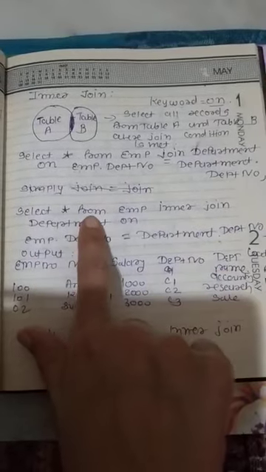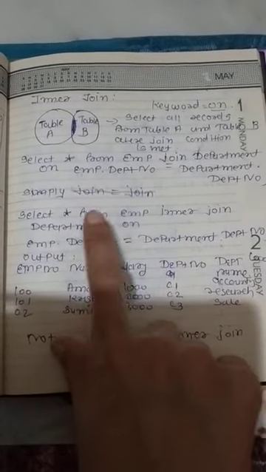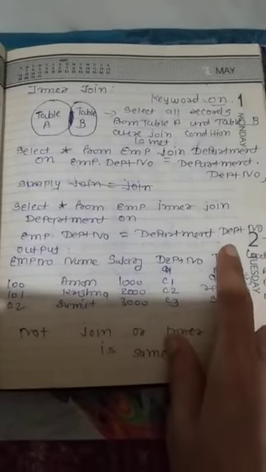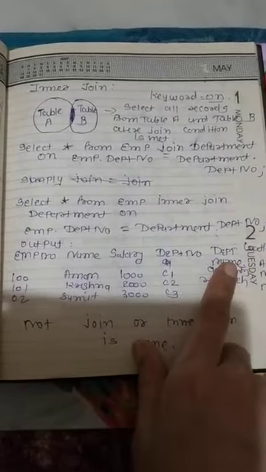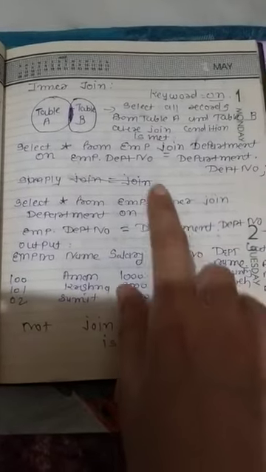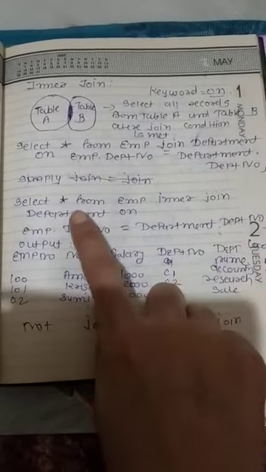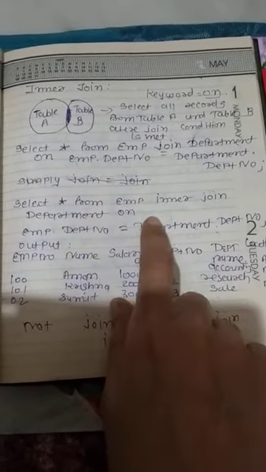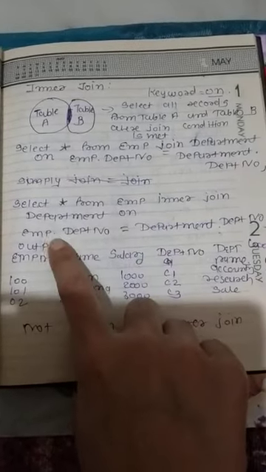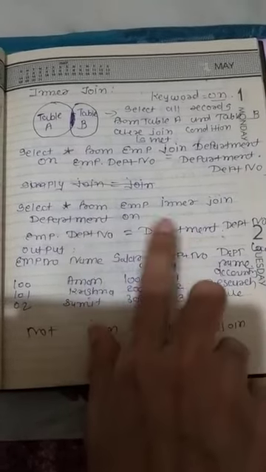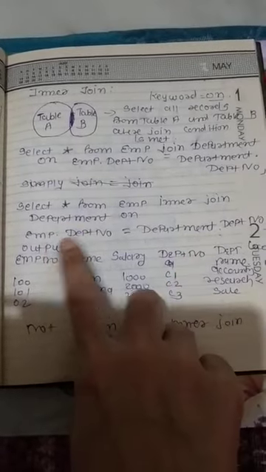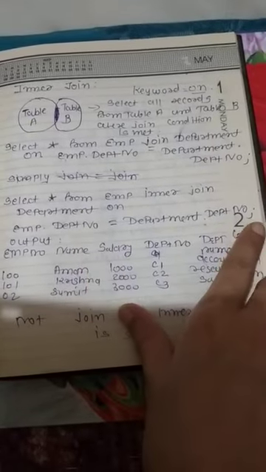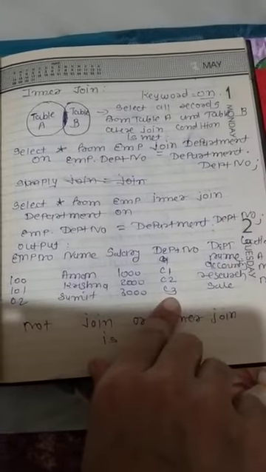So select star from employee inner join department on employee dot department number is equal to department dot department number. This is the output, which is the matching records from table employee and table department. We are using join, so we join these two tables, employee and department. On is a keyword. Here first the table name, then dot. This is employee, this is department. Table name, then dot, then the common field, department number. Okay, and lastly semicolon.